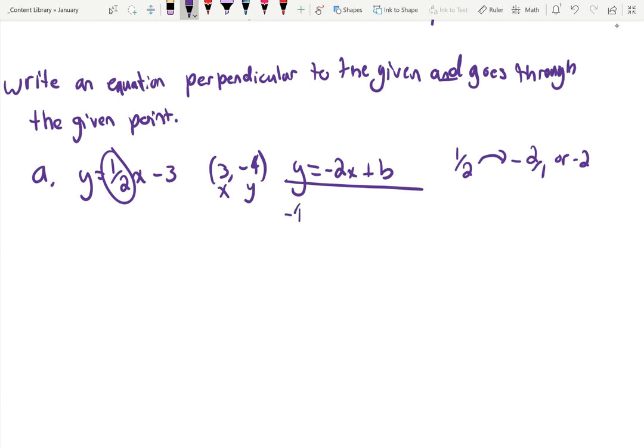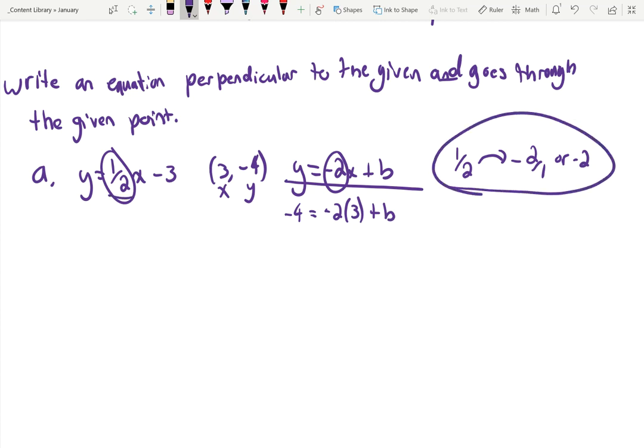So I'm going to plug -4 in for the y. I'm going to plug 3 in for the x, and then I'm going to find b. So there's a lot going on here, right? First thing we had to do is find out what the slope of our line would be. And that's simple. If you remember, you have to do opposite reciprocal. We know the slope of the given line was 1/2. So we found the opposite reciprocal of 1/2, which was -2. So that's how I found out that my new slope of my new equation would be -2.